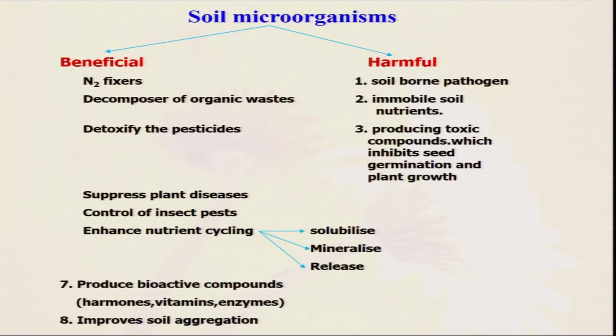If we divide soil microorganisms into two types, one is beneficial and the second is harmful. Under the beneficial group there are nitrogen fixers, decomposers of organic waste, detoxifiers of pesticides, and producers of different hormones, vitamins and enzymes, and I have already told how they improve soil aggregation. Similarly, some microorganisms are harmful. They may be soil-borne pathogens. There are lots of pest and disease attacks in plants, and most of their spores or germs stay in the soil.